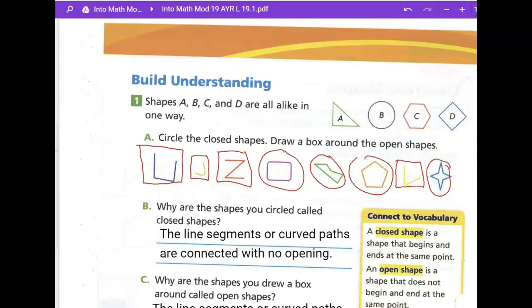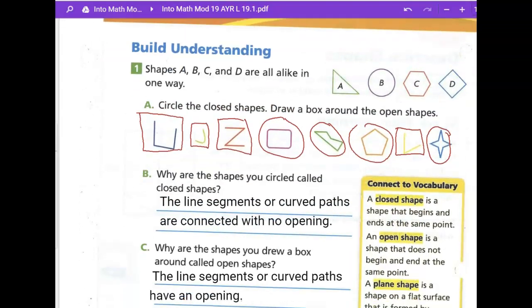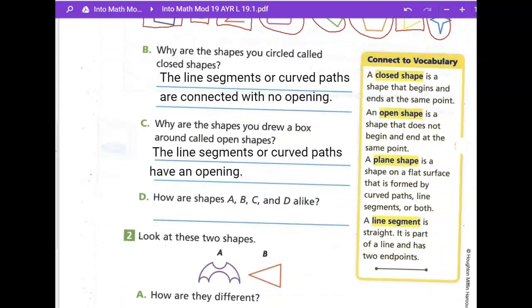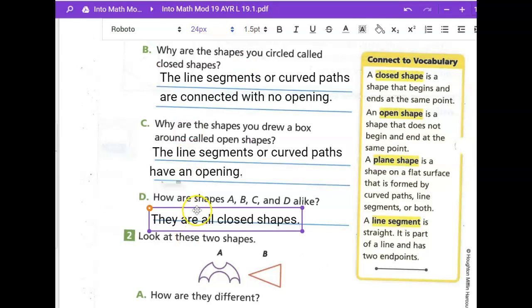Okay, so letter D says, how are shapes A, B, C, and D alike? They're up at the top. And we had an answer here in class that says they are all closed shapes. They are all closed shapes.